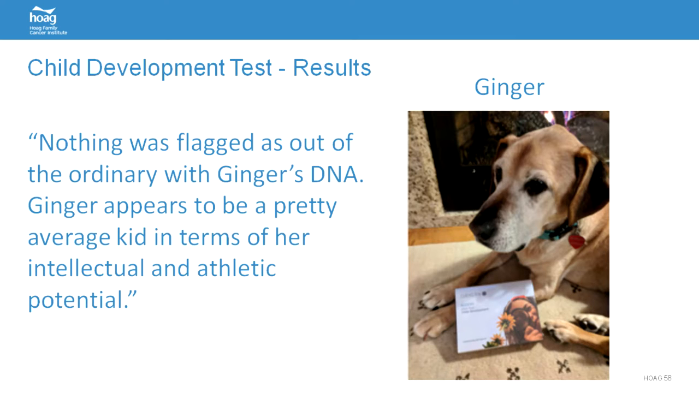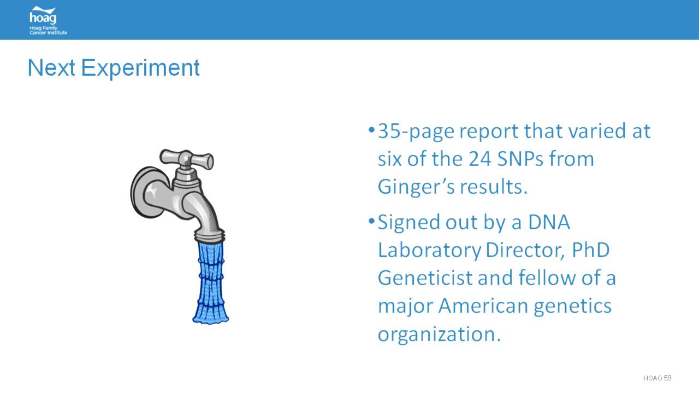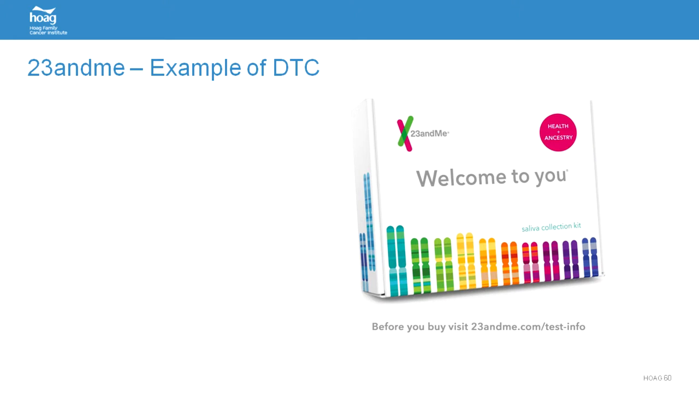So then she thought, well, I'm going to try this again. And this time she put on sterile gloves and swabbed tap water and sent it in. Got a 35-page report that was varied a little bit from Ginger's DNA. And it was signed out by a DNA laboratory director, PhD geneticist, and fellow of a major American genetics organization. So just, you know, you don't know exactly what you're getting here.